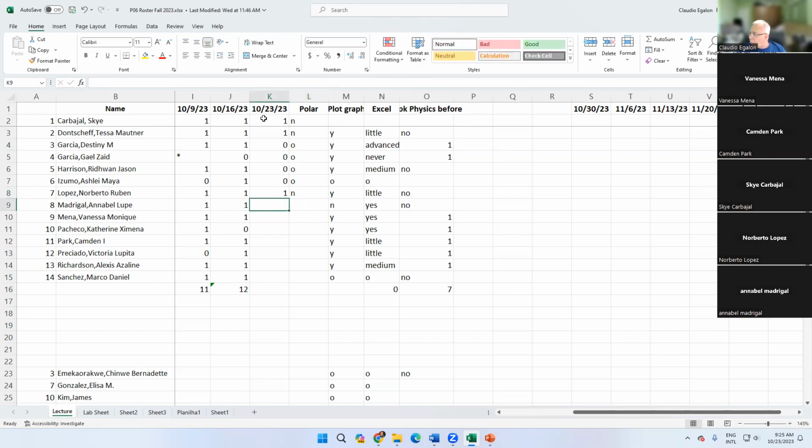Annabelle saw, right? Yes. Okay. Yeah, your mic is fading, Annabelle, for some reason. If you could type, it would be better. Vanessa, have you seen polar coordinate systems before? No, I haven't. No? Okay. It's usually taught in math. Catherine, have you seen polar coordinate systems, Catherine? No, I haven't. Okay. So Camden, have you seen Camden? No. No? Okay.